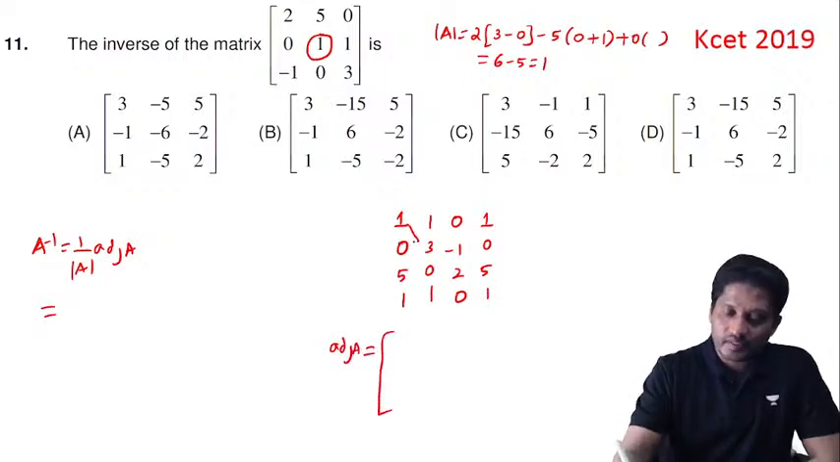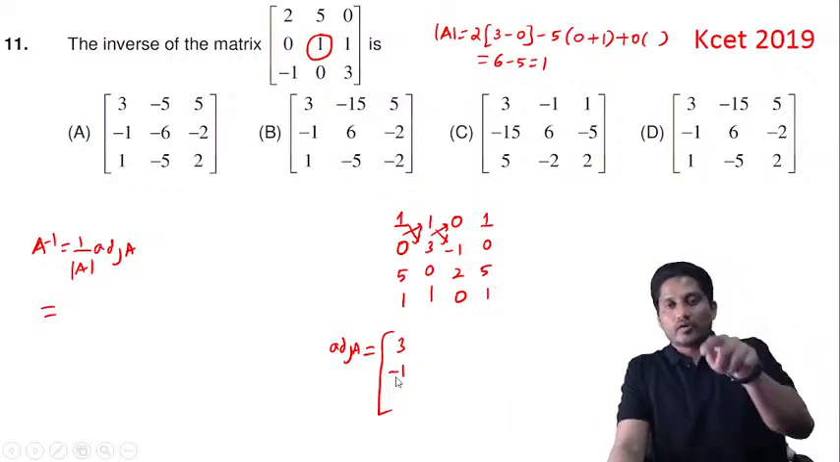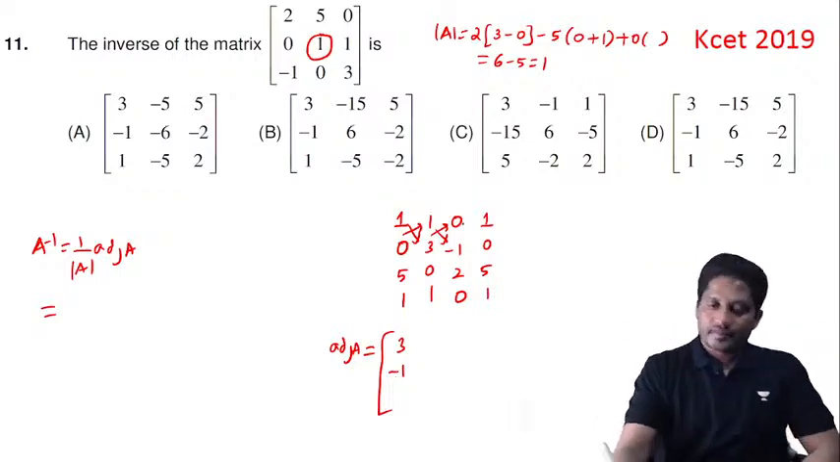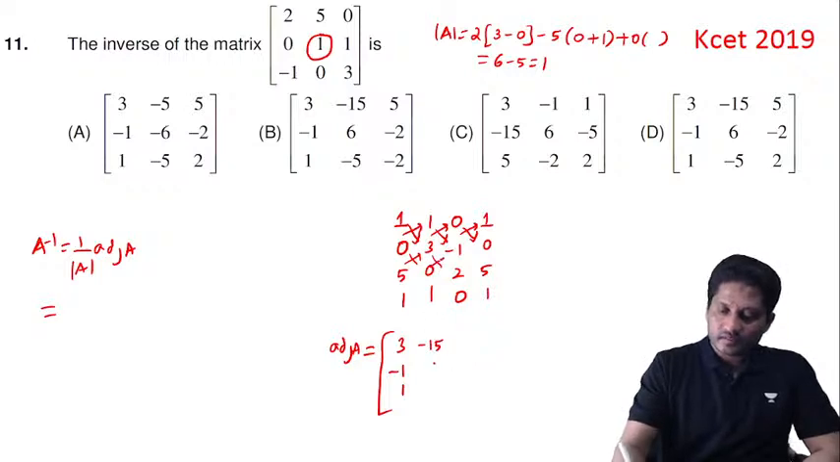Okay, principal minus the secondary is 3. Principal minus secondary is minus 1. If you go row wise, enter column wise. If you go column wise, enter row wise. 0 minus and minus is plus 1. Again 0 minus 15. This is 6. Again this minus this is minus 5. Principal minus secondary is 5. Principal minus secondary is minus 2. Again this is plus 2.